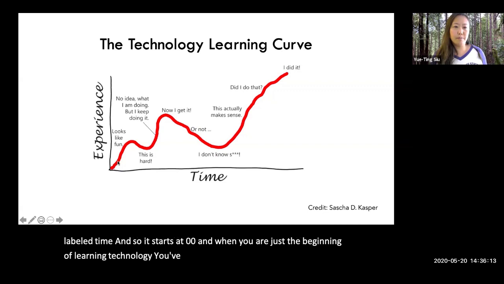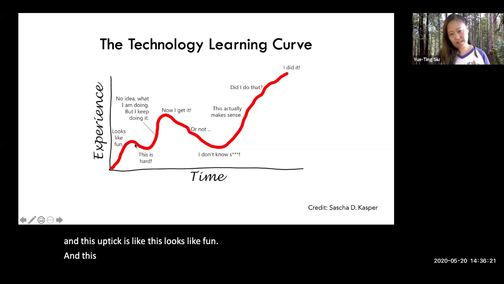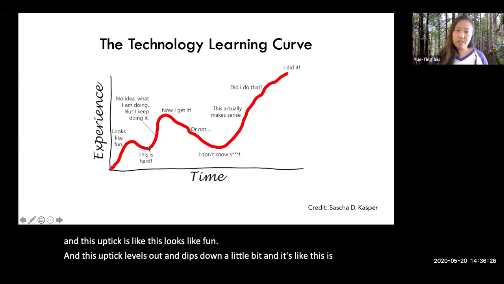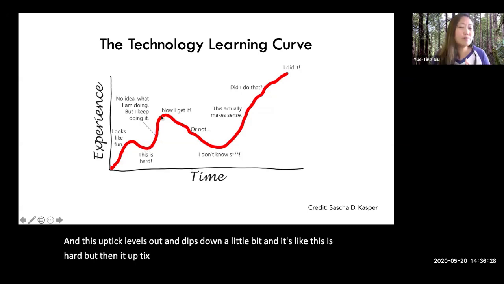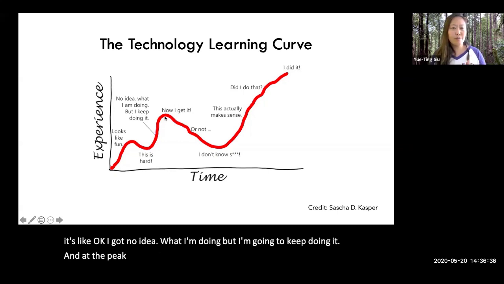immediately like a pretty good uptick. And this uptick is like, ooh, this looks like fun. And then this uptick levels out and dips down a little bit, and it's like, ooh, this is hard. But then it upticks up. There's a pretty steep slope up again, and it's like, okay, I got no idea what I'm doing, but I'm gonna keep doing it. And at the peak of this slope, it's like, yes, now I get it.